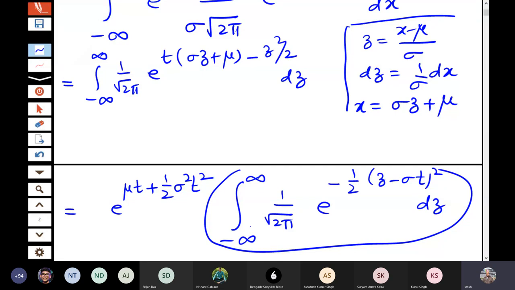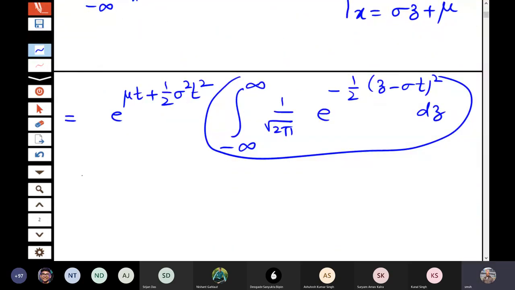Now you look at this term, what it is. It is the integral of a term which looks like the density of a normal distribution, because it is 1 by root 2 pi sigma. If you take sigma as 1 and mean as sigma t, then it is nothing but the density of a normal distribution with mean sigma t and variance 1. So this will integrate to 1. Okay.